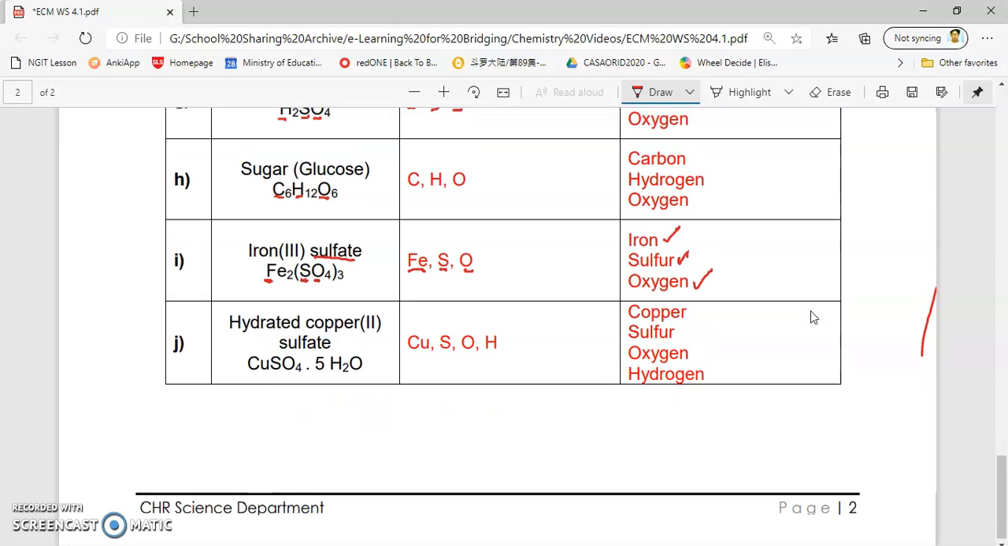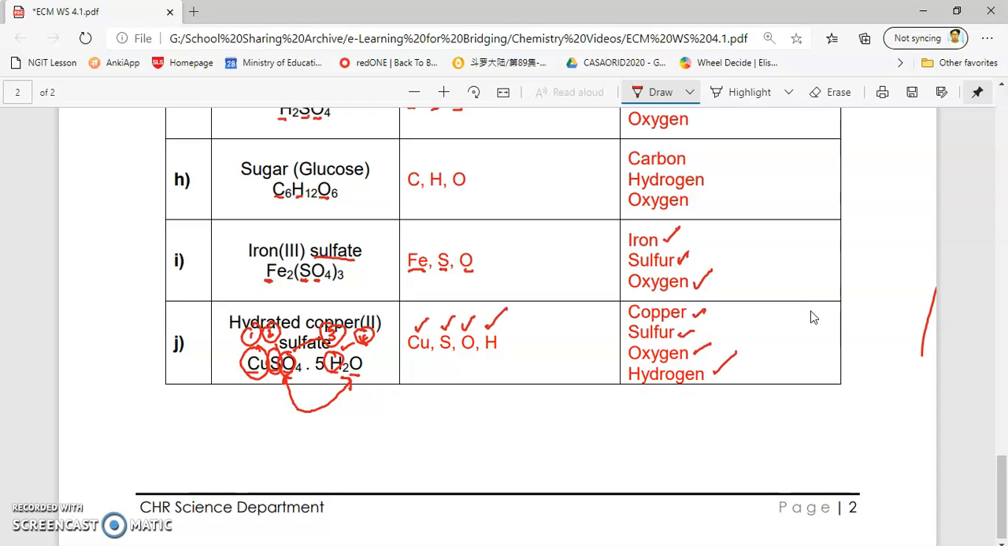Last one, I have 1, 2, 3, 4, 5. Five capital letters means I'll have 5 elements. How come your answer only has 4? Do take note, can you see this and this are the same? Capital O is actually oxygen. So in actual fact, it's made out of Cu, the first element, S, the second element, O the third element, the fourth one is H. The O at the back here is a repetition of oxygen again. So it's made of copper, sulfur, oxygen, and hydrogen.